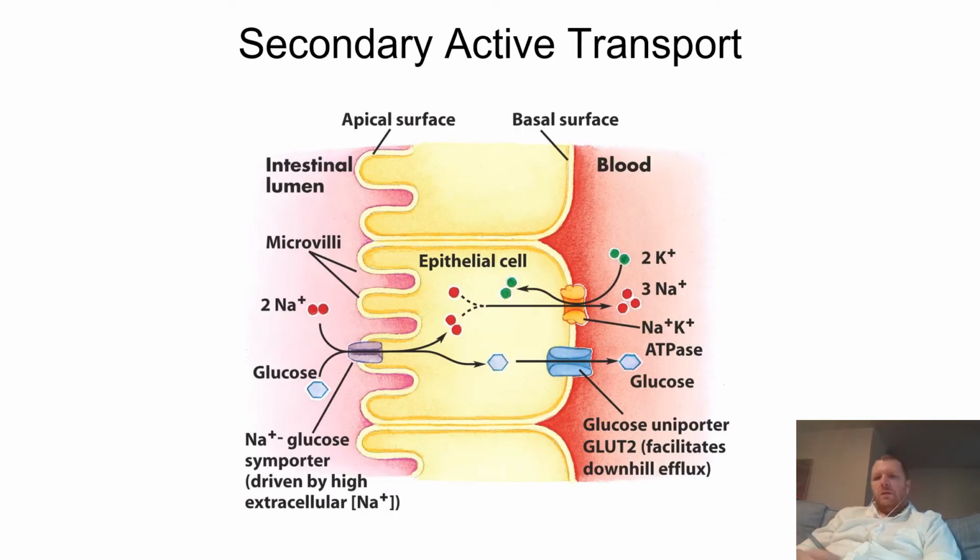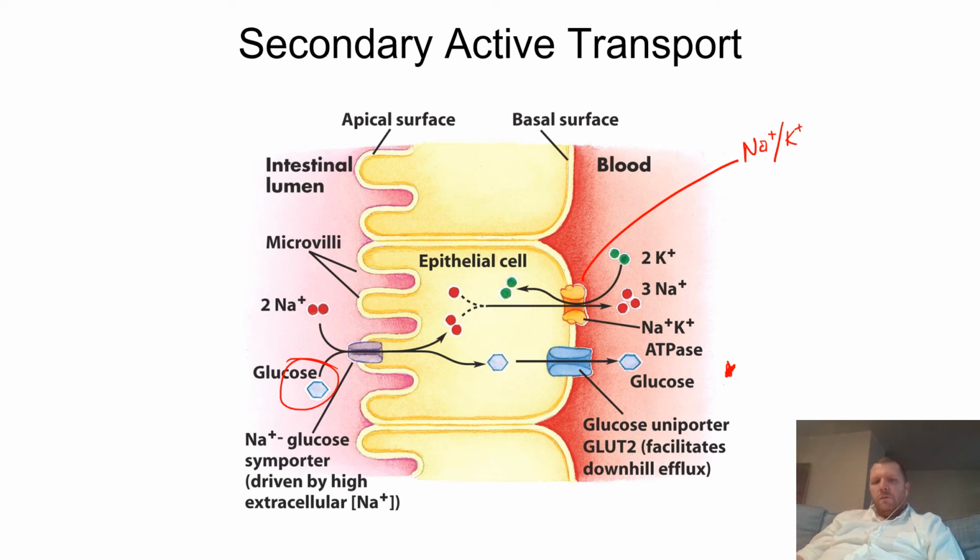So we're going to get into this a little bit more, but basically what this shows is secondary active transport. We've got our sodium potassium pump right here. That is going to help us maintain the proper levels of potassium and sodium inside the cell. What we also have is the intestinal lumen, and ultimately we want to get glucose from the intestinal lumen into the blood. So how do we do that?